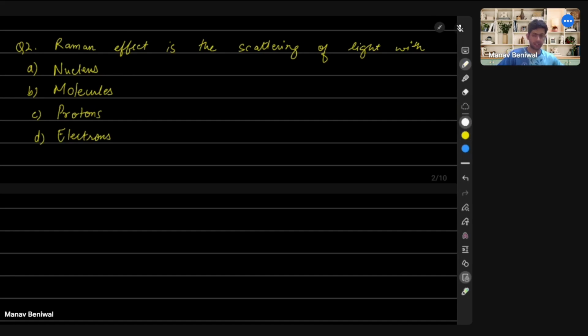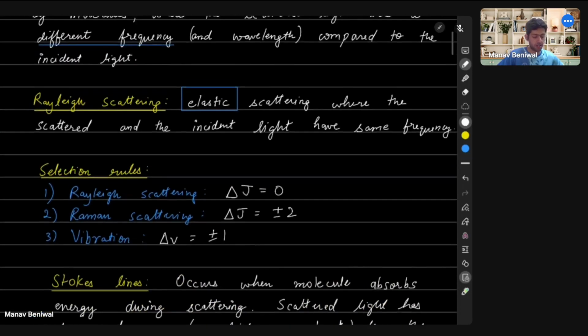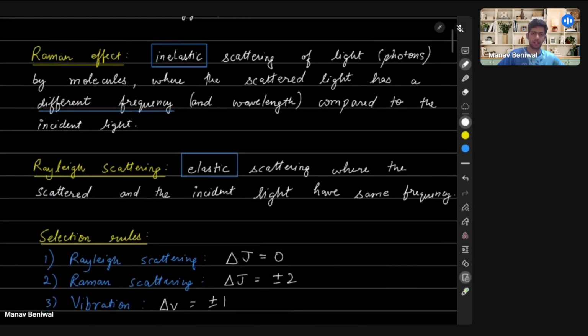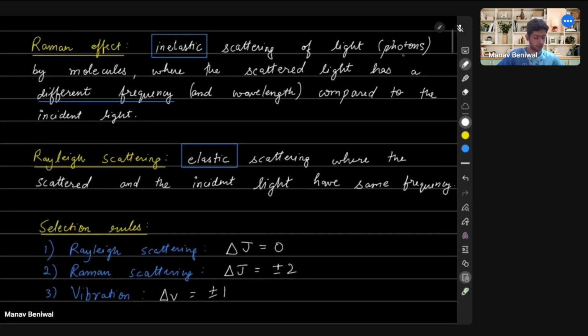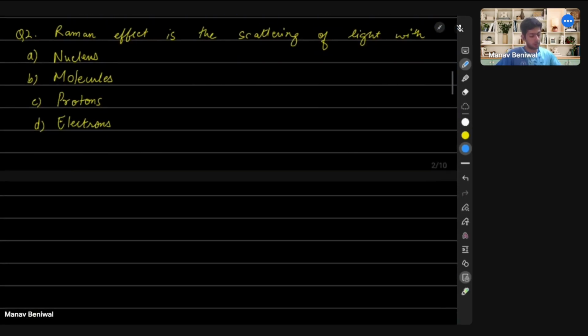So, as we discussed above when we were discussing Raman scattering, here it is, the Raman effect. What is it? It is inelastic scattering of light by molecules. We have clearly mentioned molecules. So let's get back to our problem. Here, the Raman effect is a scattering of light with molecules. So option B.